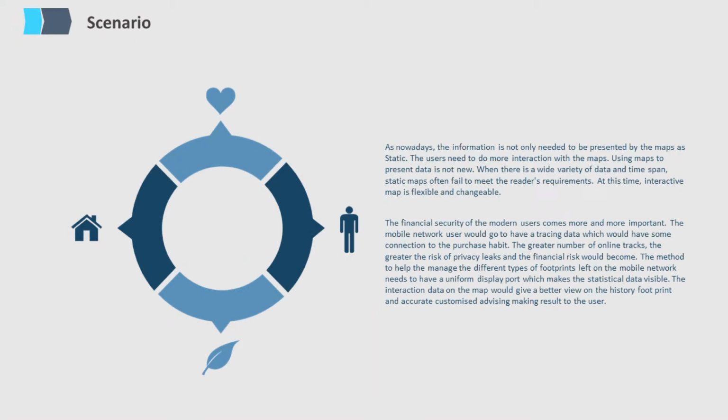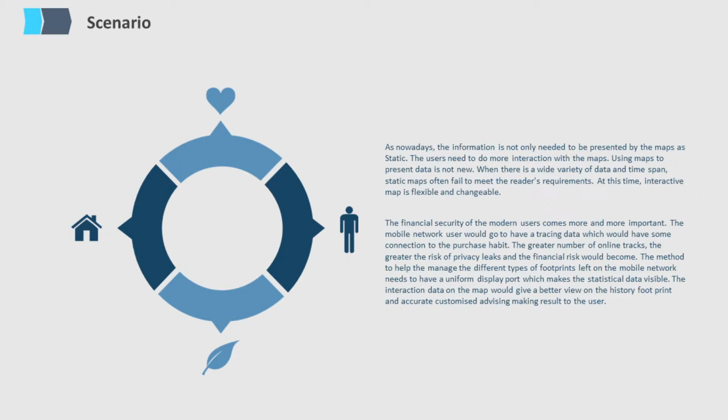Nowadays, information does not only need to be presented by static maps. Users need to do more interaction with the maps. Using maps to present data is not new. When there is a wide variety of data and time span, static maps often fail to meet the reader's requirements. At this time, an interactive map is a flexible and changeable choice.